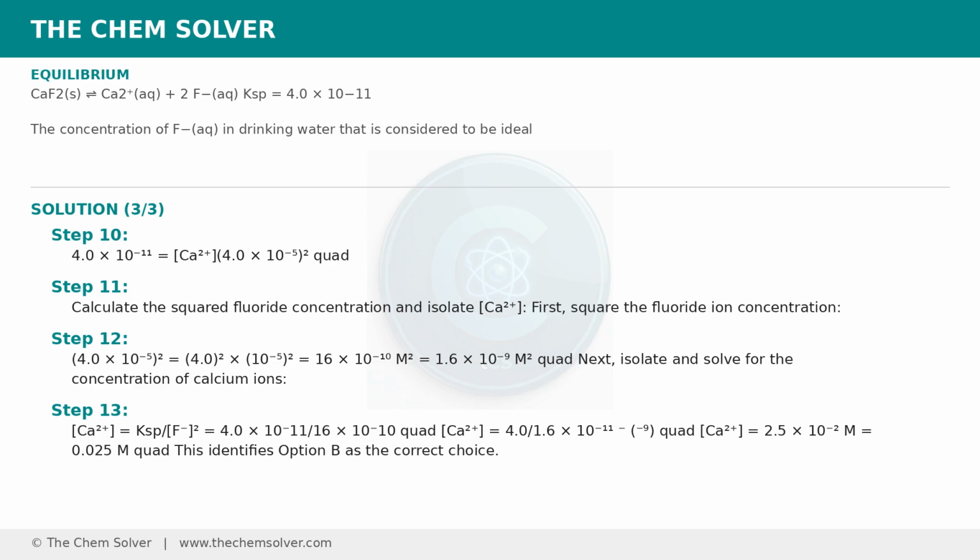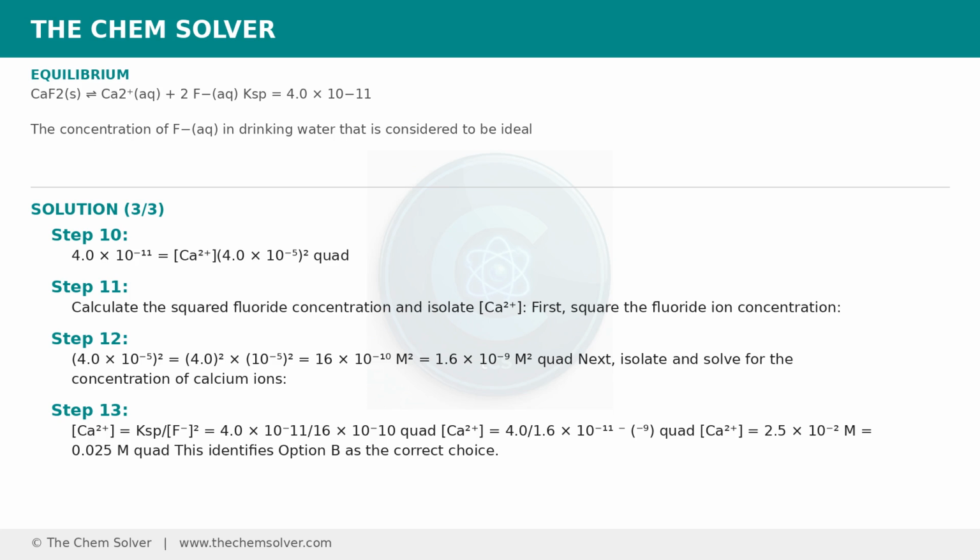Calculate the squared fluoride concentration and isolate [Ca²⁺]. First, square the fluoride ion concentration. (4.0 times 10⁻⁵)² equals 4.0² times (10⁻⁵)², which is equal to 16 times 10⁻¹⁰ molar squared, which is equal to 1.6 times 10⁻⁹ molar squared. Next, isolate and solve for the concentration of calcium ions.